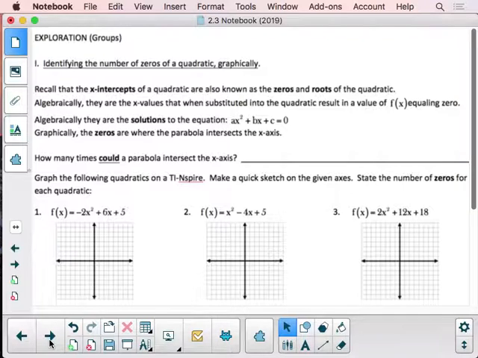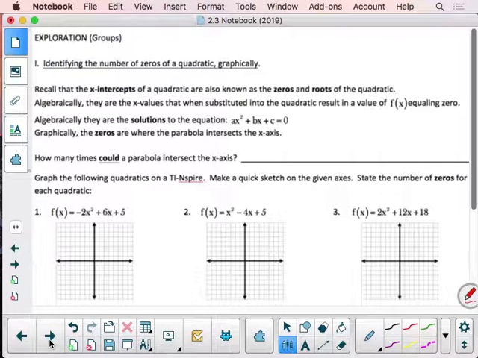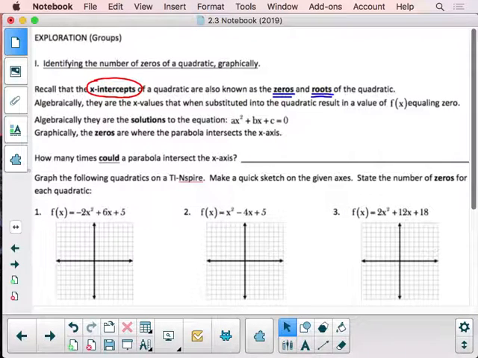Recall, it says that x-intercepts, all right? These x-intercepts, we use that word a lot. X-intercepts of a quadratic are also known as zeros. Okay, we call those zeros. Also known as roots. They have a lot of names. They're all the same thing. They just go by different names based off what we're referring to.